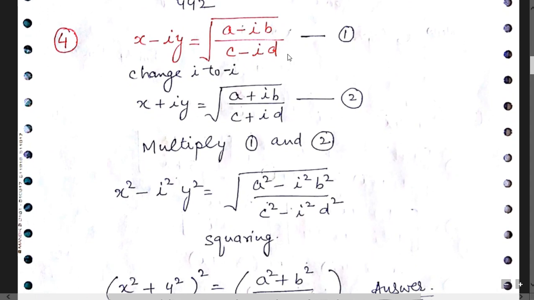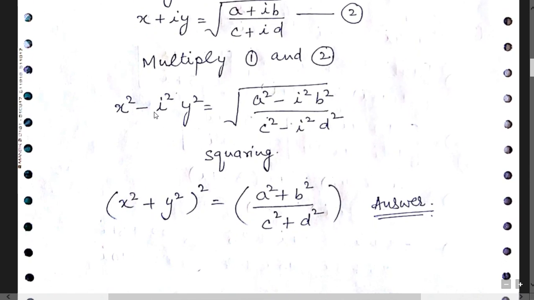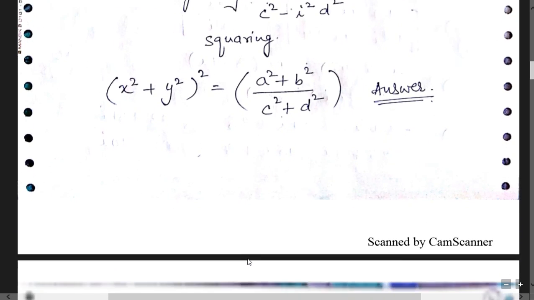This question is asked many times in the examination. x minus iota y is equal to the square root of (a minus iota b) over (c minus iota d). Simply change iota into minus iota. You can write this equation. Instead of writing negative sign, you can write positive sign. Then multiply both the terms. a minus b, a plus b, a minus b, a plus b, and a minus b, a plus b. All the formula is there. You can write a square minus b square. And in place of iota square, you can write negative sign. You will get the answer.